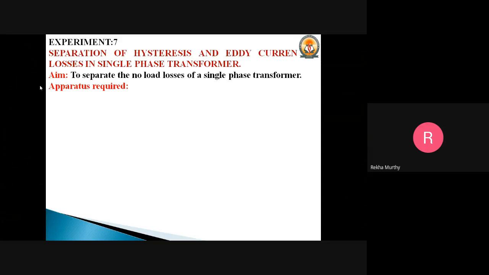Usually the core loss is a constant loss. How do we get this without changing the frequency? At the primary side of this transformer, we are going to apply a variable excitation, that is a variable voltage as well as frequency, such that even the maximum flux density does not change. So how do we get this excitation? By making use of this DC motor alternator setup.